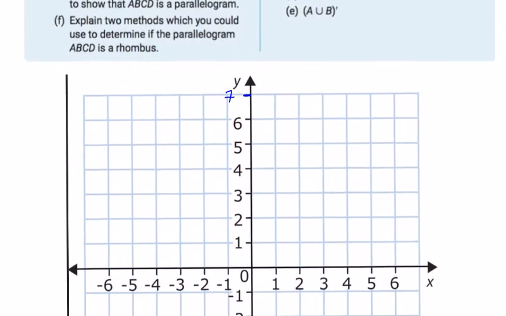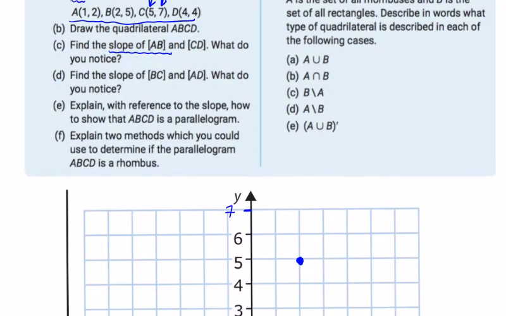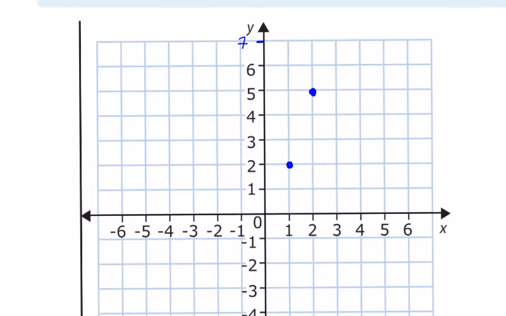So we've got 1, 2, 2, 5. Then we've got 5, 7, and 4, 4. I'll just put back in my 1, 2, my 2, 5. So what have we got here? Well, it looks like we have a parallelogram. So let's check the slopes.